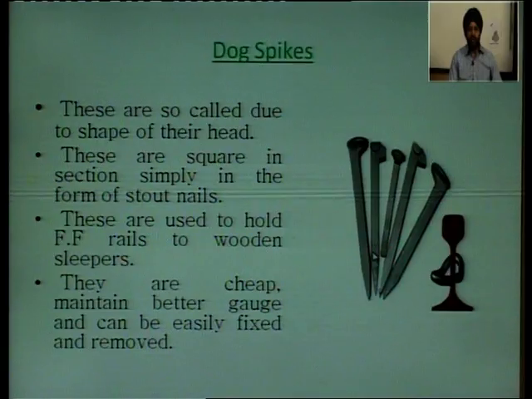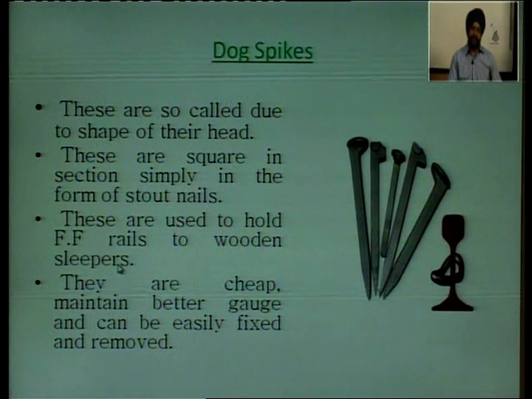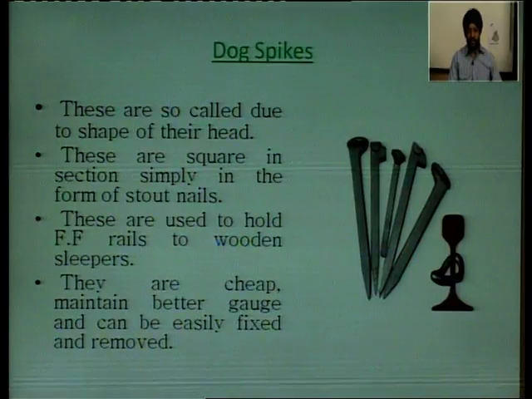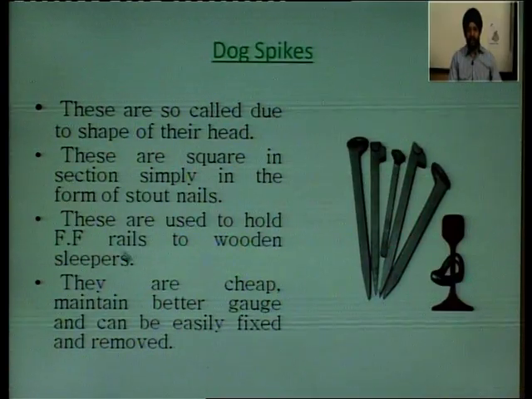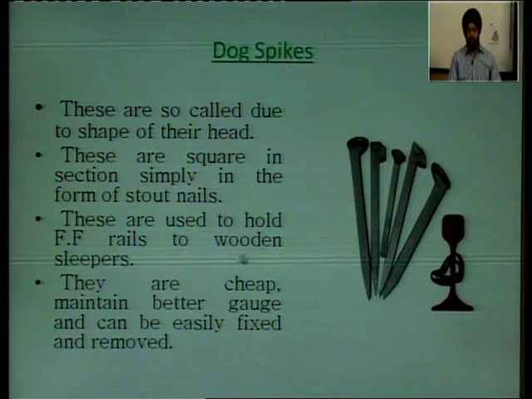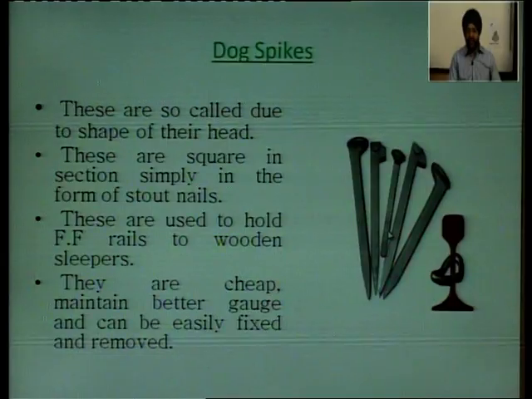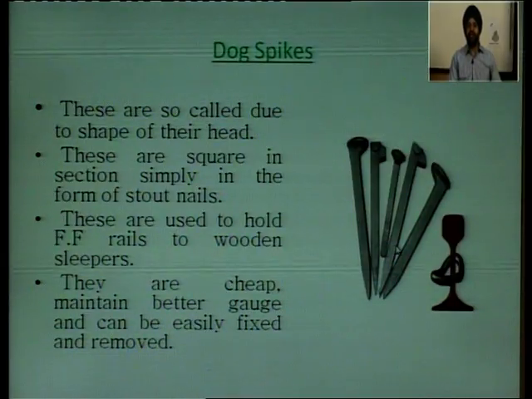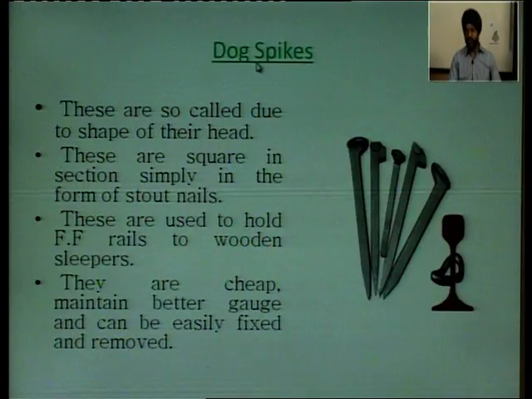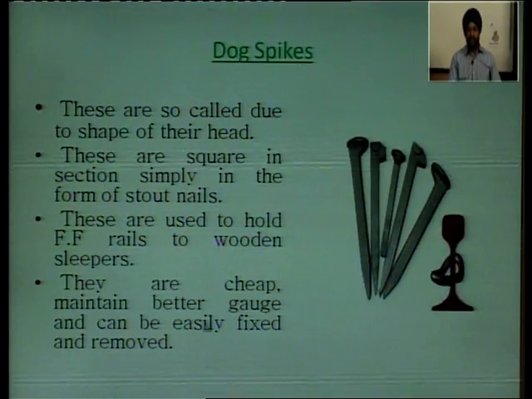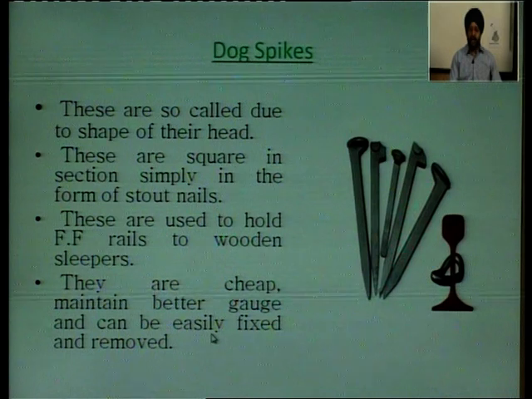Now these are used to hold the flat-footed rails to the wooden sleepers. Once again, these are not used in bull-headed or double-headed rails. These are used in flat-footed rails to fix them with the wooden sleepers. They are cheap, maintain better gauge, and can be easily fixed and removed, especially the dog spikes. I am talking about the dog spikes.